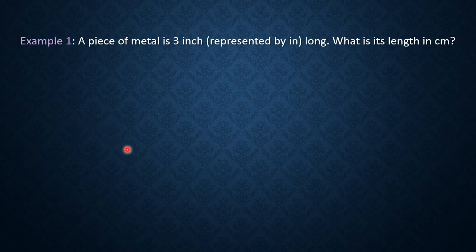Example number 1. A piece of metal is 3 inch long. What is its length in centimeter? That means we are converting inch into centimeter. So what is the conversion factor for the inch to centimeter? 1 inch equal to 2.54 centimeter. This I think you know from the 6th class. Some already you have learnt, but still as a revision, prior knowledge. So when 1 inch equal to 2.54 centimeter, 3 inch equal to simple multiplication, the answer is 7.62 centimeter.